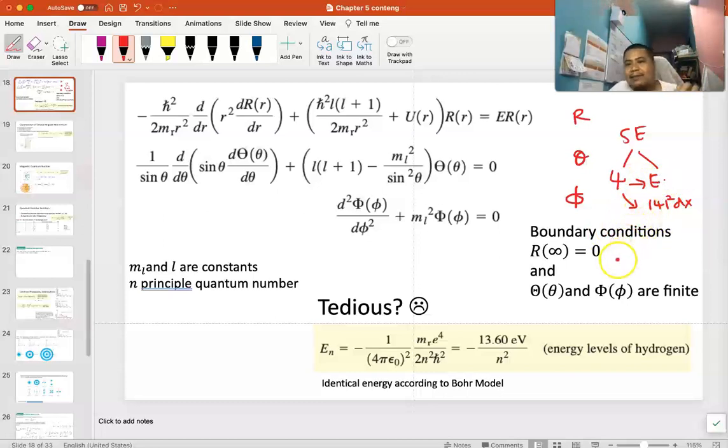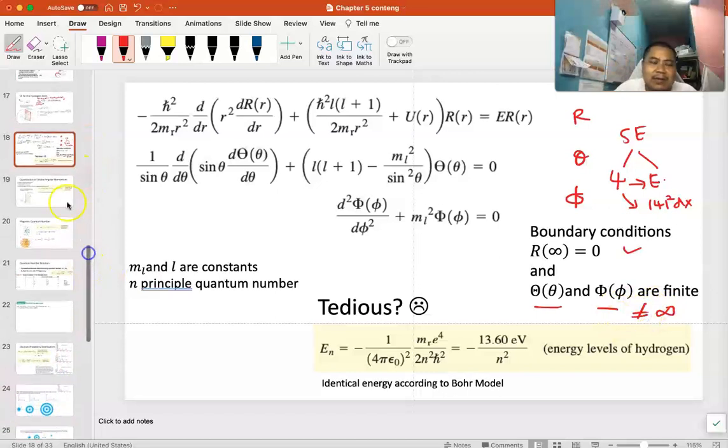We need to apply the boundary conditions. So the boundary condition is this. That means the wave function of r must be equal to 0 far away from the proton. So this is the proton. The wave function must be 0 far away from the proton. And then the value for this angle must be finite. It cannot be infinity. It must be some number, so you need more imagination.